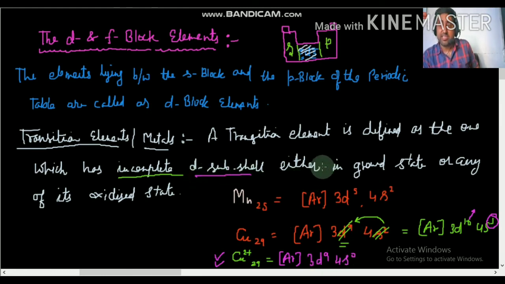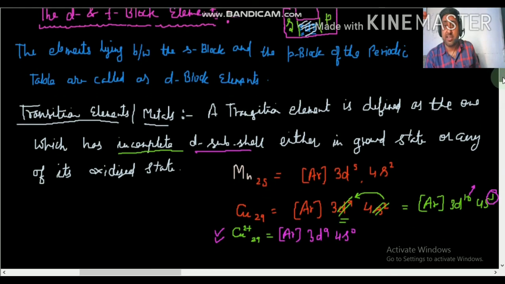So that's why we say a metal which is called a transition element should have incomplete D subshell either in ground state or any of its oxidized state. So here copper is a good example: in ground state it does not have an incomplete D subshell, that is d10, but in one of the oxidized states, Cu2+, it contains 3d9, that is incomplete. Now in this way copper falls under this category.